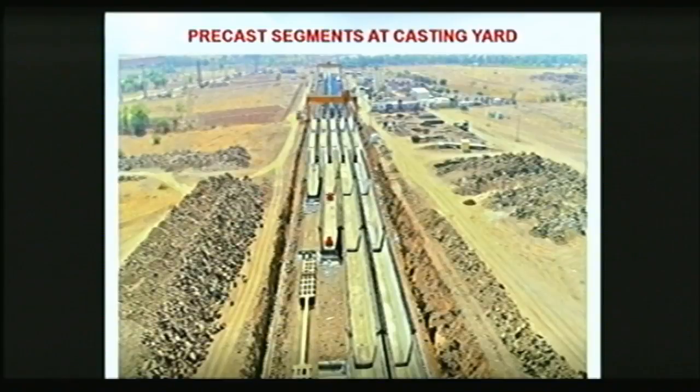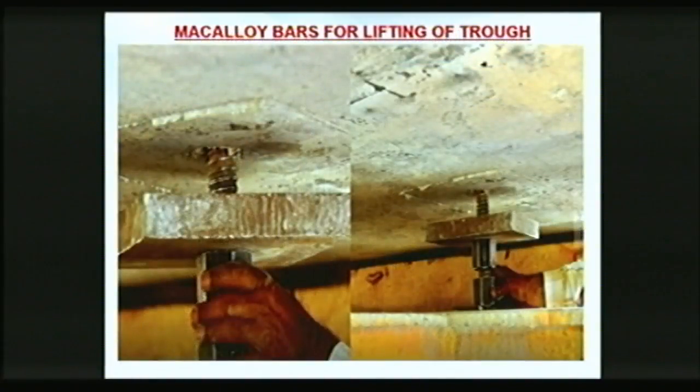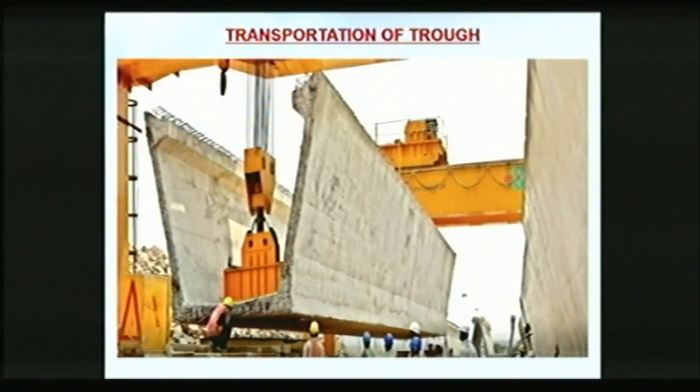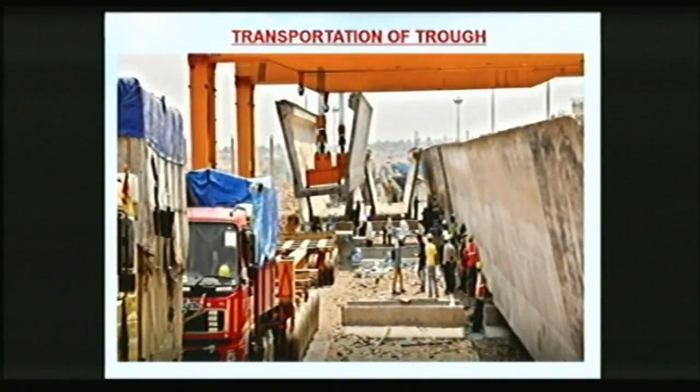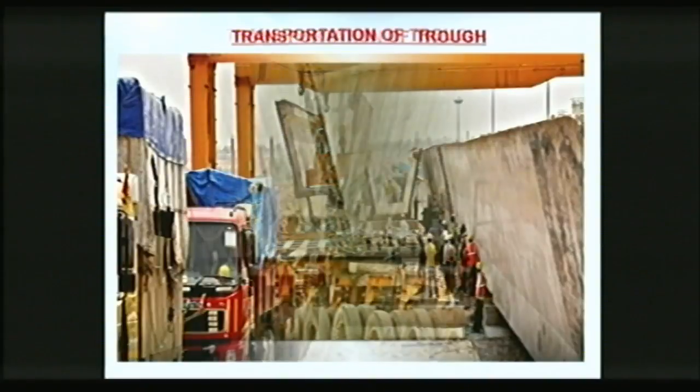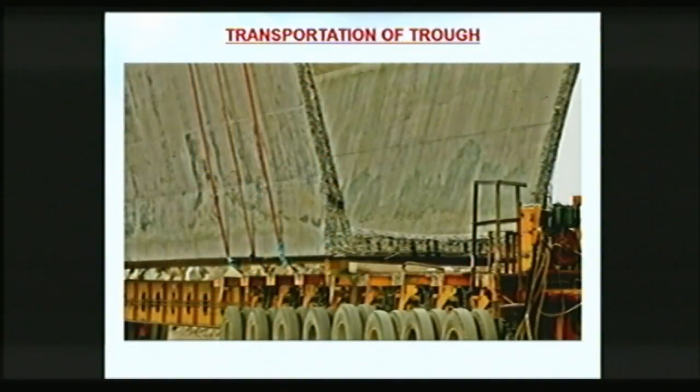And this is what you can see in the casting yard, the picture, some of those troughs which are ready for lifting. And this is a Macaulay bar introduced for lifting arrangements, because the casting yard is slightly away from the site, so it has to be lifted. And in the next slide, you can see the lifting arrangements on the left side. On the other side, there are two cranes lifting by two ends and placing it on a vehicle, which will be carrying it till the construction site. This is the kind of transportation you see there.